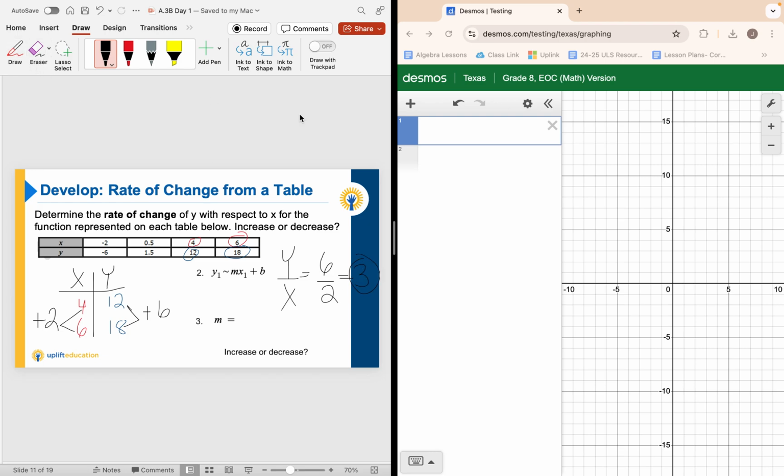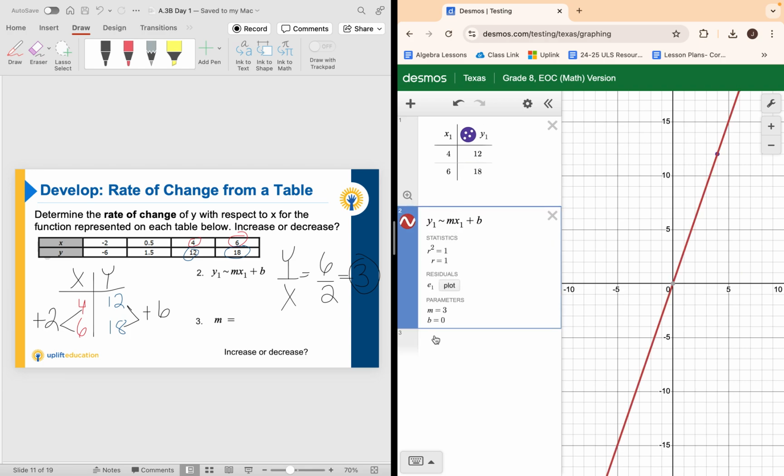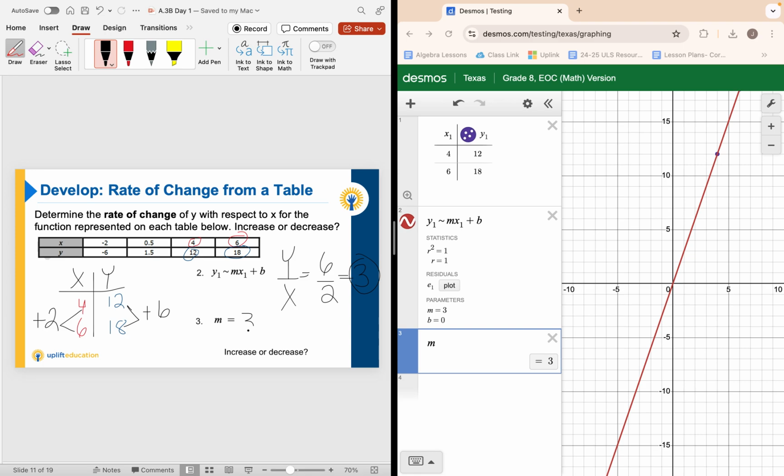Let's double check that in decimals though. Add myself a table. 4, 6, 12, and 18. They want y'all to mess that up, by the way. Okay, so as I can see here, my m is still 3. So it didn't matter which way I did it. I still got m is 3, and that's an increase.